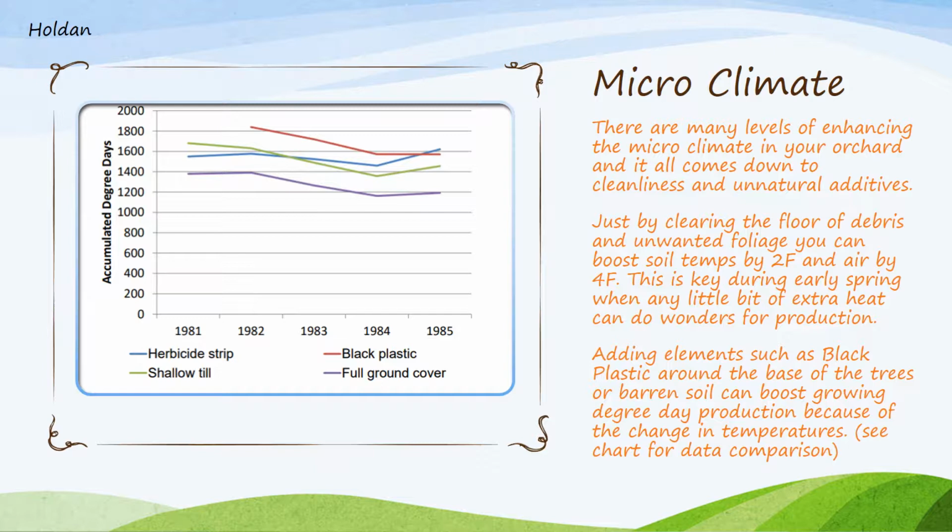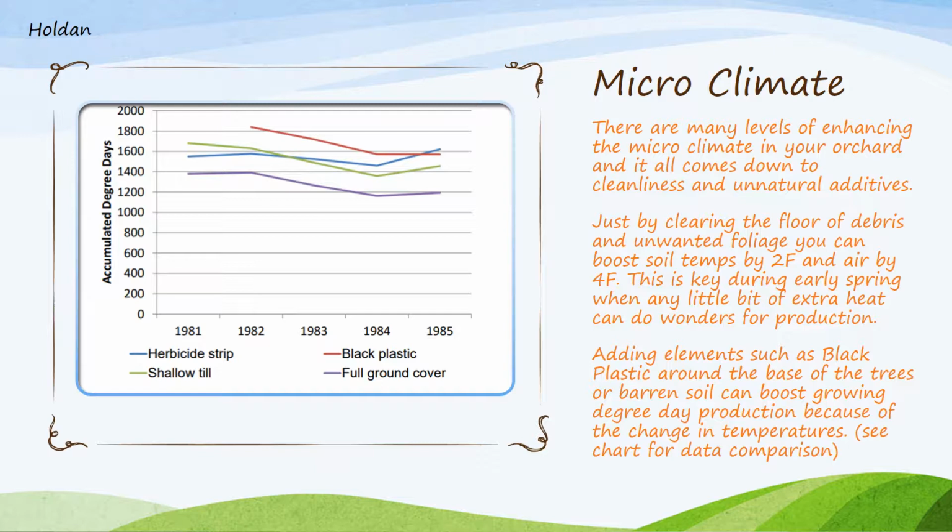Microclimate areas have always been on the mind of orchard farmers. Finding ways to manipulate them for better production and growing degree days have always been on their mind. Just simple tasks like cleanliness can improve production, but there are some unnatural additives that can also have the same effect.